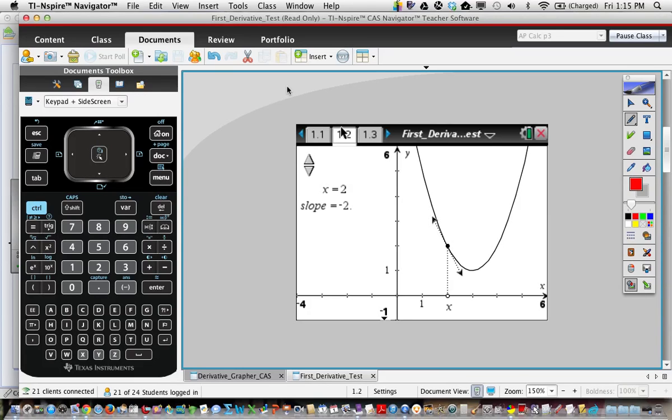Okay, it says each page in the document has a graph of a function with a single critical point. Grab the white point on the x-axis and move it to see the slope of the tangent line change as you move along the graph. So how do you grab that white point?